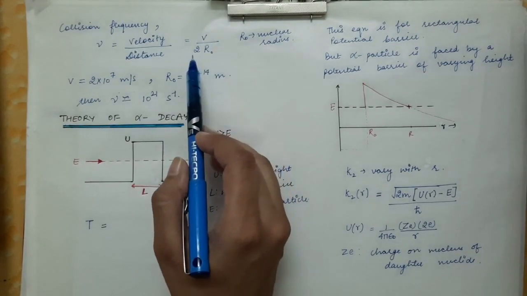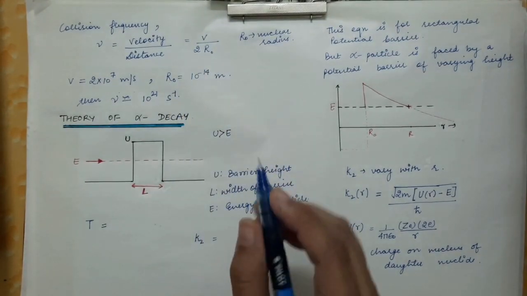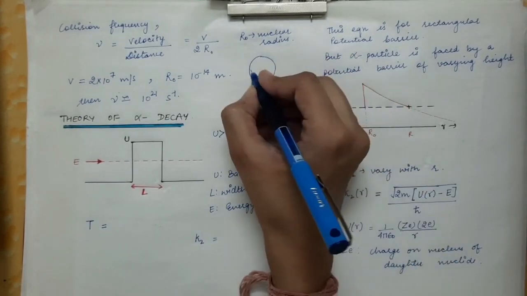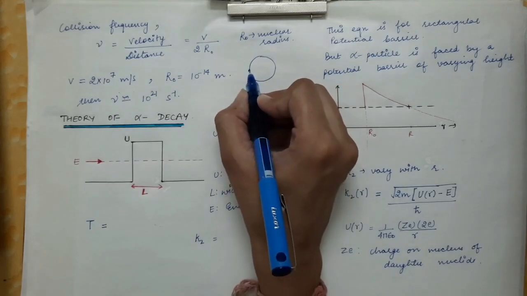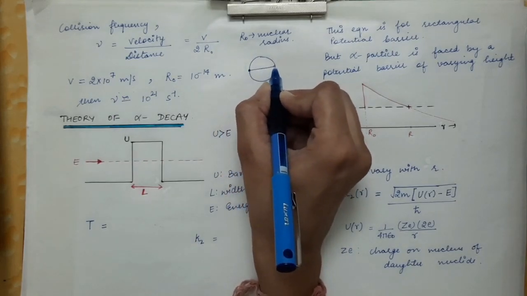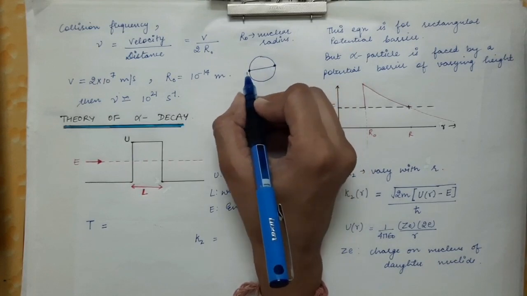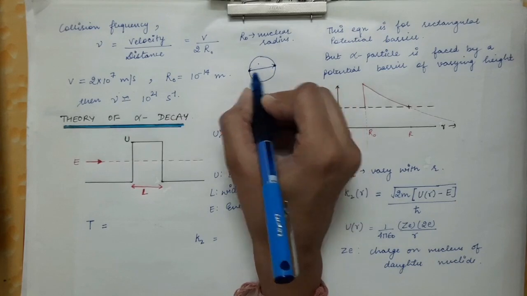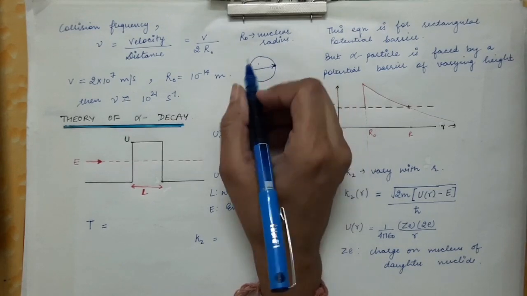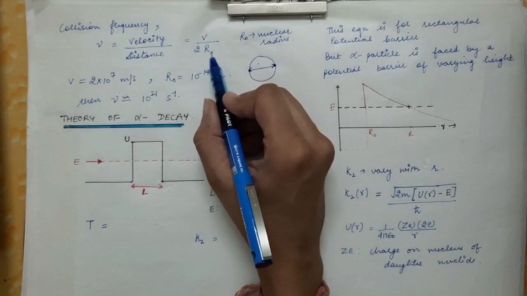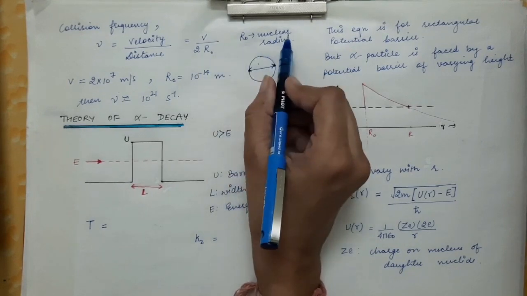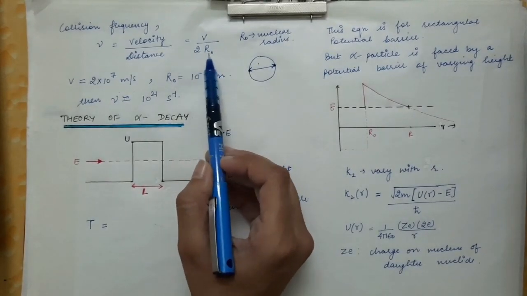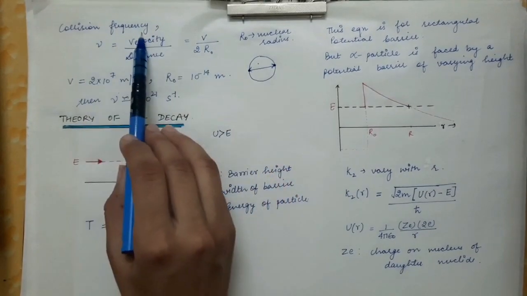So v is the velocity and the distance traveled by the alpha particle is the distance between two successive collisions. Let's say the alpha particle starts from this point and then it hits this point. Between two successive collisions, on an average the distance is about equal to the diameter, which is nothing but 2 into radius, twice the radius. Now r0 is the nuclear radius. So velocity over the nuclear diameter will give us the collision frequency.